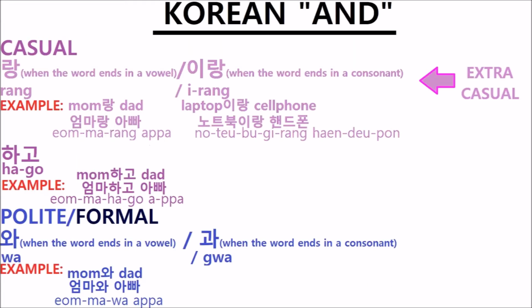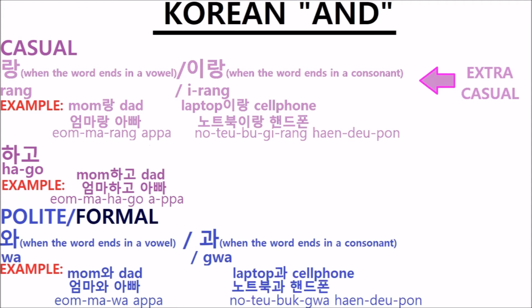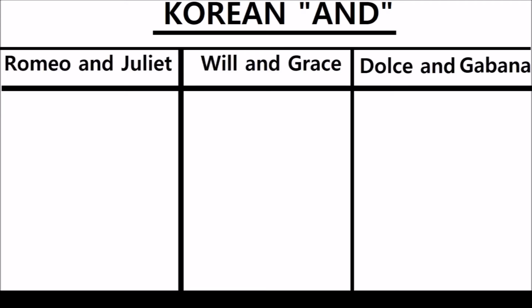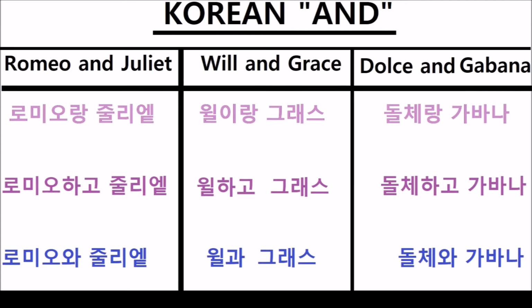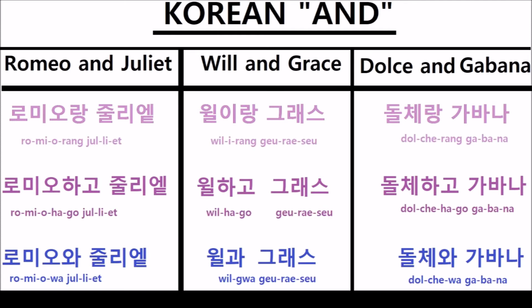Our example, mom and dad with the formal polite version of and looks like this. Mom 와 dad. 엄마와 아빠. Laptop and cell phone. Notebook과 핸드폰. Try a couple examples yourself. How do you say Romeo and Juliet? Will and Grace? Dolce and Gabbana? Here's the answers. Don't read them till you've tried it yourself.